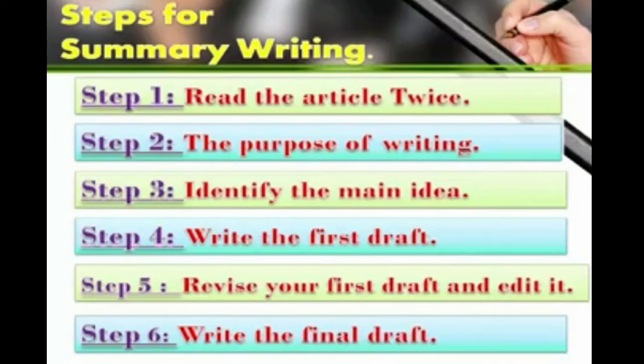Now let's have a look towards the steps for writing a summary. Step 1 is read the article twice. Step 2, the purpose of writing. As I said previously, ask questions about the purpose of writing. Step 3 is identify the main idea. Step 4, write the first draft. Draft means your piece of writing.